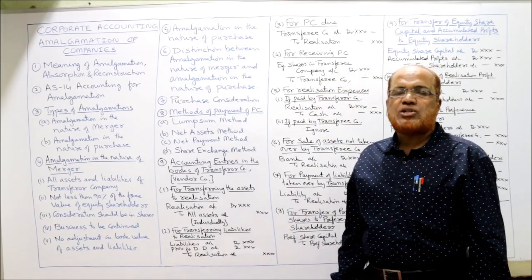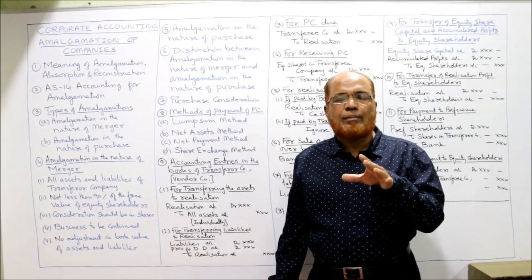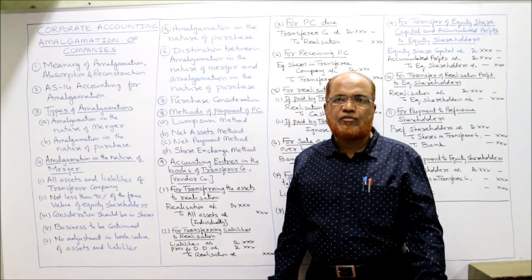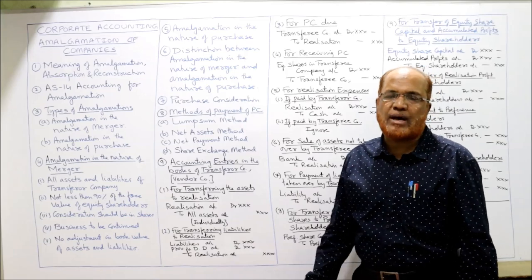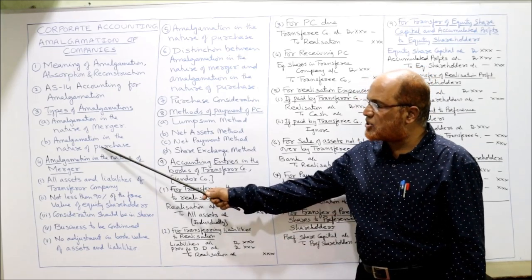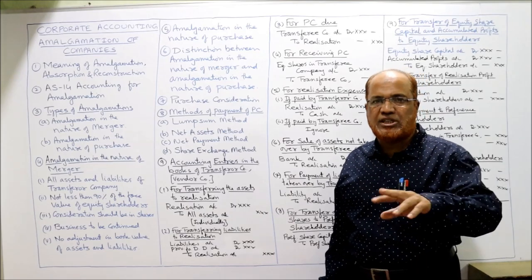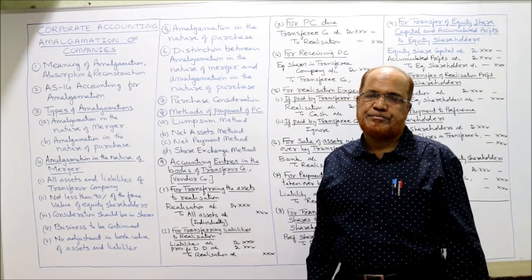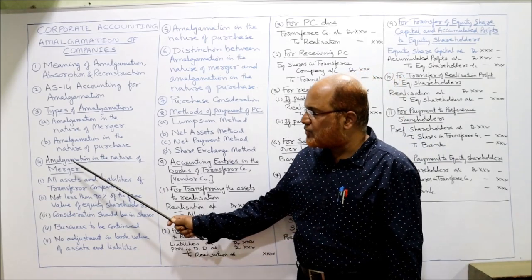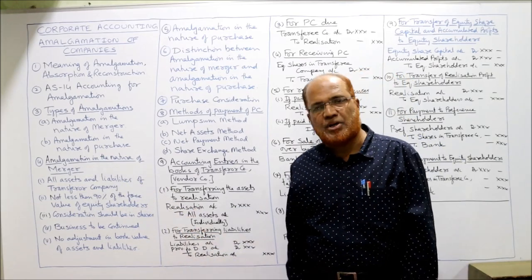Broadly, we divide the amalgamation from accounting point of view. From accounting point of view, amalgamation will be of two types: amalgamation in the nature of merger and amalgamation in the nature of purchase. So we'll see what are the differences between these two types of amalgamation. First, we'll see amalgamation in the nature of merger.